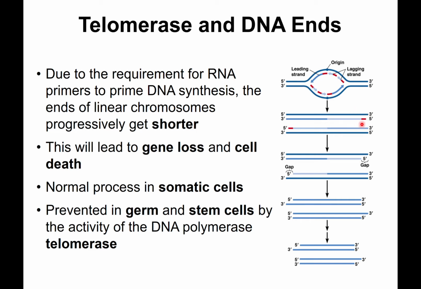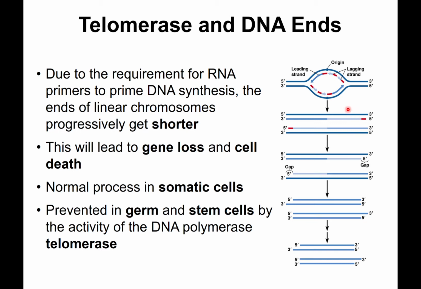And so what happens in this case is that when these RNA primers get replaced with DNA, and this DNA molecule then becomes the template for the next molecule, it will be copied all the way to the end, but you would have created a shortening of this chromosome, which progressively gets bigger and bigger over time. This is a normal process in somatic cells, right?